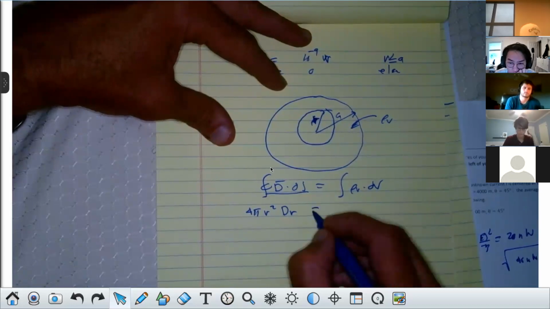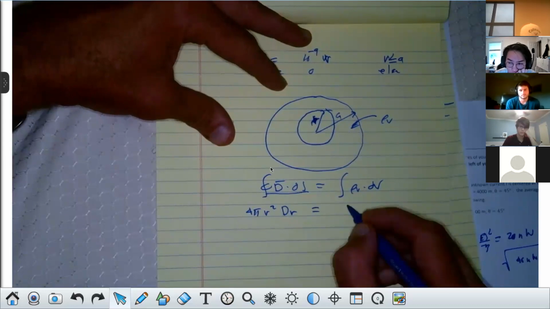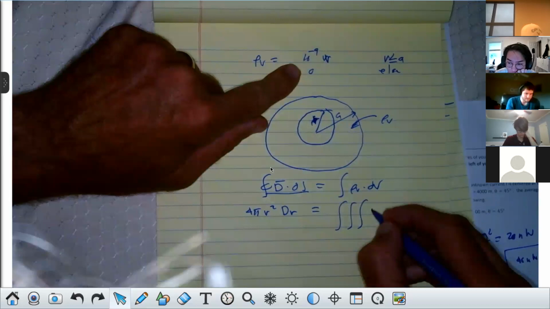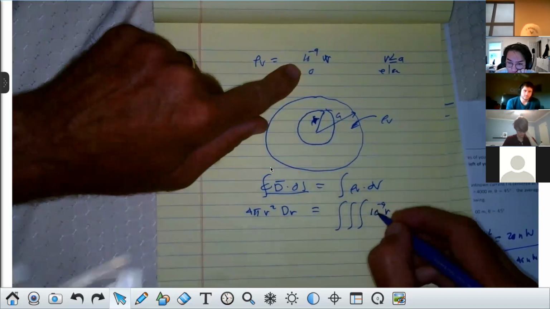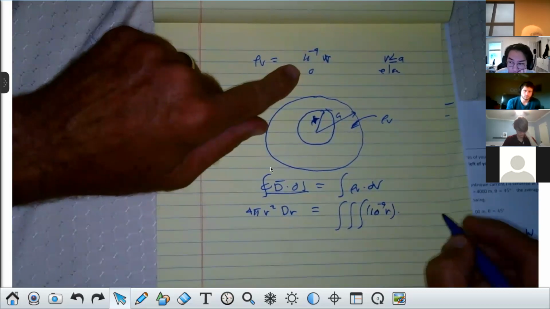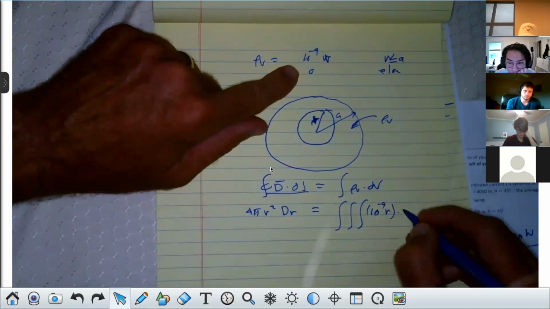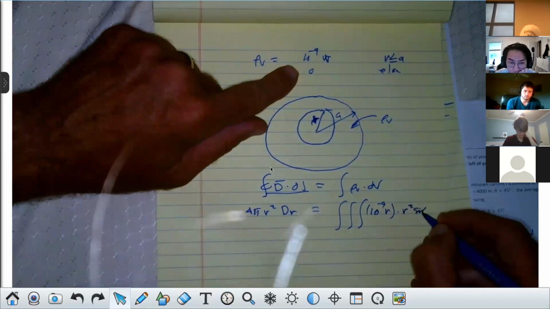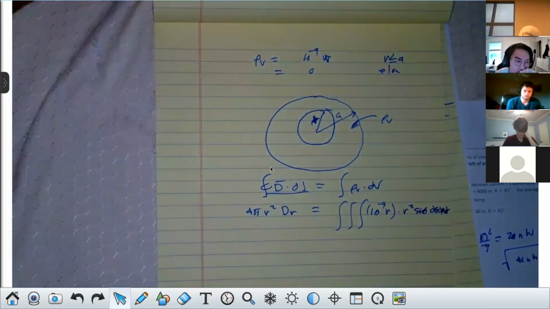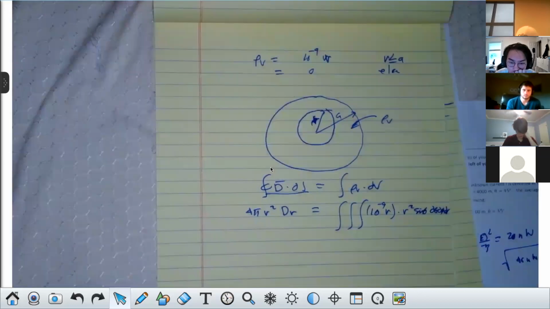And that's equal to this. Now this integration, I'm going to go ahead and put it up here. It's going to be a triple integral of rho V, so it's 10 to the minus 9th r, multiplying the differential volume. And the differential volume in spherical coordinates is r squared sine theta, d theta, d phi, dr. Everybody with me on that so far? And then the next thing we do is put limits on.